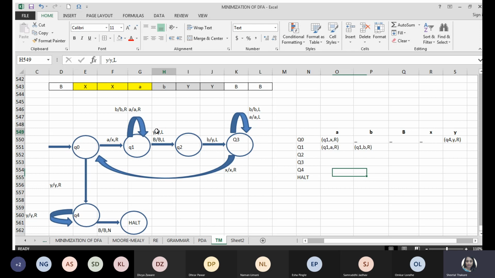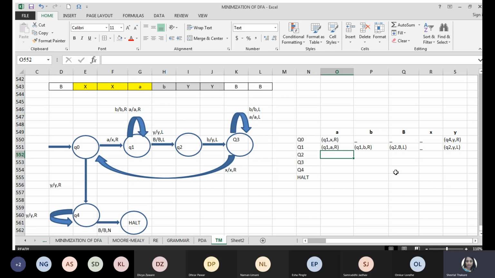Then there is the transition defined on y as well as B. So if it is capital B, it is going to Q2, B is kept as it is, it's moving to left. x's transition is not defined, so it's dash. For y it's going to Q2. y is reflected as it is, it's moving to left. I hope these things are understood.